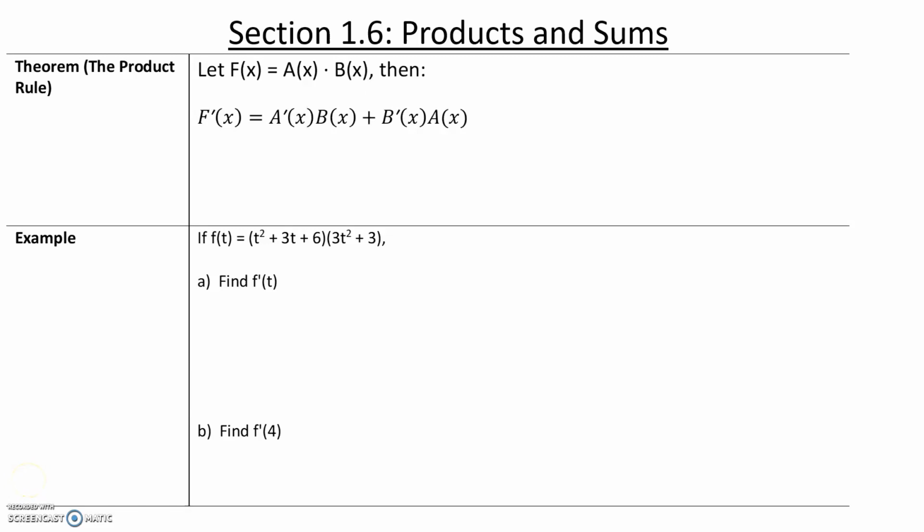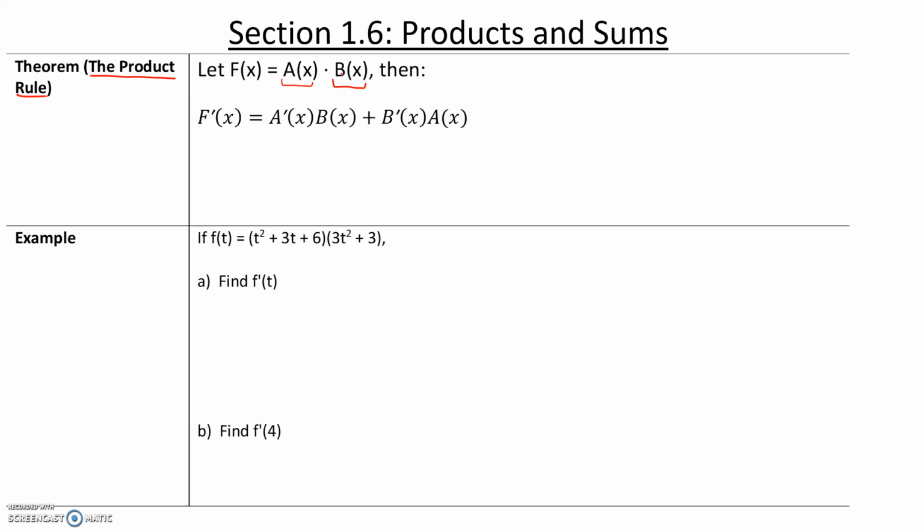In this section, we will talk about theorems and rules that will help us find derivatives. First is called the product rule. If f of x is the product of two different functions, then f prime of x, or the derivative of f of x, is equal to a prime of x times b of x plus b prime of x times a of x. This rule is applied anytime f of x, the original function, is a product of two different functions.